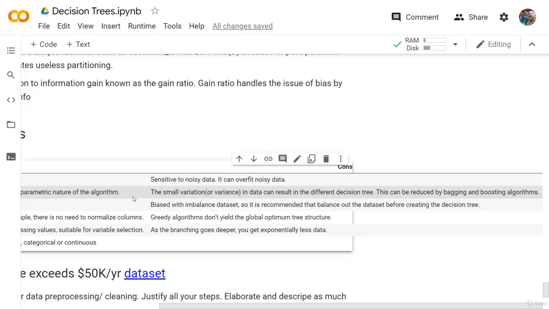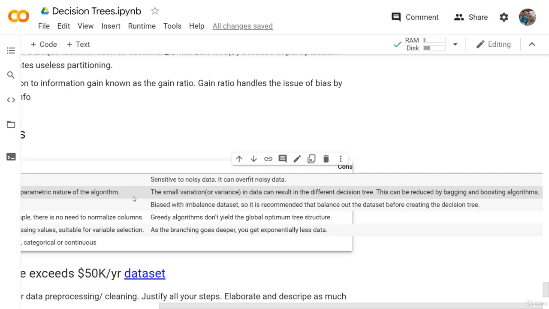And the second problem with the decision tree is that small variations or variance in the data can result in a different decision tree, a completely different decision tree, right? Because it's a non-parametric model. So whatever data you give it, it will try to fit this data. But if we introduce a very small variation in this data, then we will have a completely different decision tree, right? And this will be reduced by ensemble learning, which means bagging and boosting algorithms, which we are going to discuss in the next section.